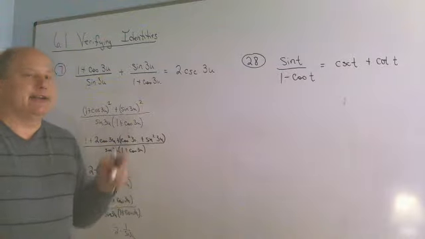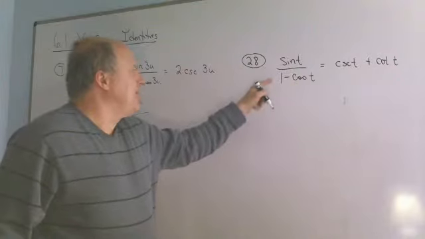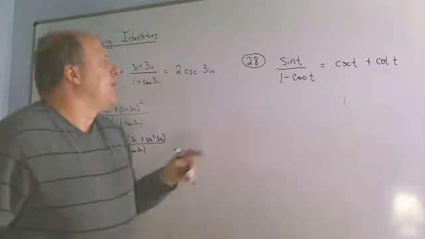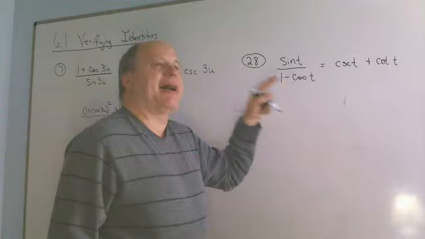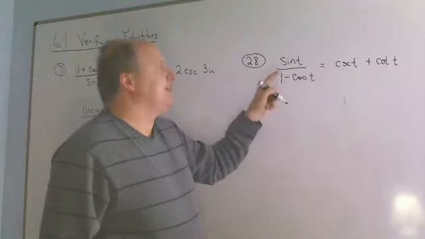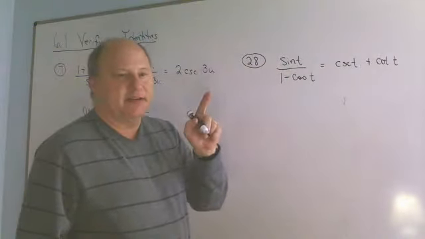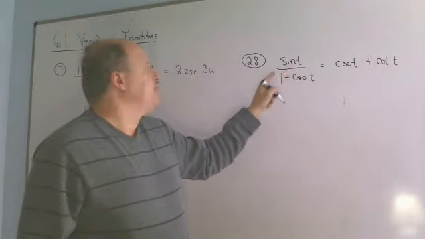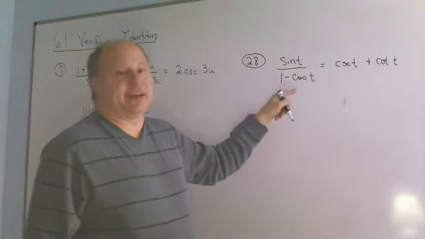So, all right, this is number 28. Sine over 1 minus the cosine of t equals the cosecant of t plus the cotangent of t. Now, whenever I see something that has one term on top and two terms on the bottom, I immediately multiply by the conjugate of the bottom. Remember, if it's a plus b, the conjugate is a minus b. It's not the opposite. Opposite would be negative 1 plus cosine of t. So opposite would be taking the opposite of both terms. The conjugate is opposite of just the second term.